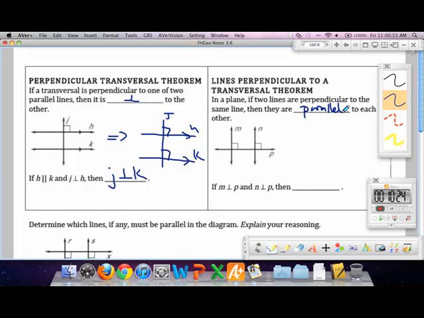The corresponding angles converse would tell us that. Because if you have right angles, and we know right angles are always the same measure, since these two angles are the same measure and they're corresponding, that forces M to be parallel to N because of the corresponding angles converse. Then we know that M is parallel to N.